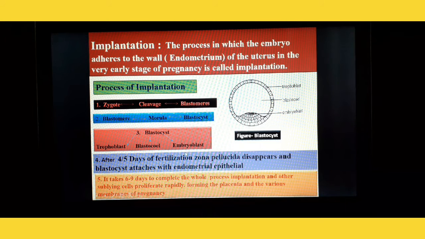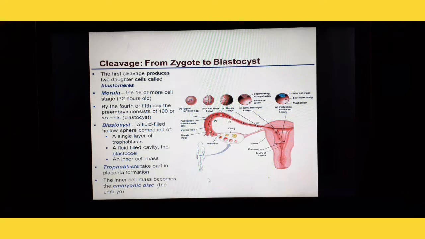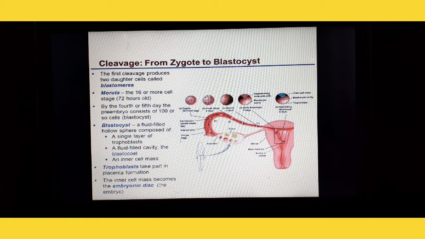After 4 to 5 days after fertilization, the zona pellucida disappears and the blastocyst attaches to the endometrial epithelium. It takes 6 to 9 days to complete the whole process of implantation, and the underlying cells proliferate rapidly, forming the placenta and the various membranes of pregnancy. So dear students, this is the process of implantation. This is very important for us.